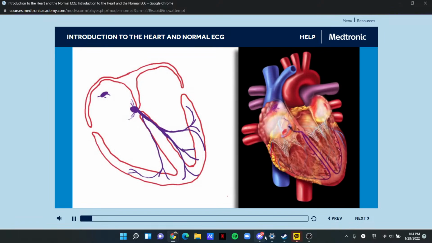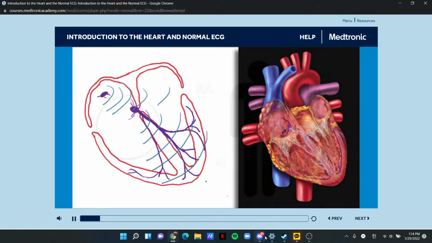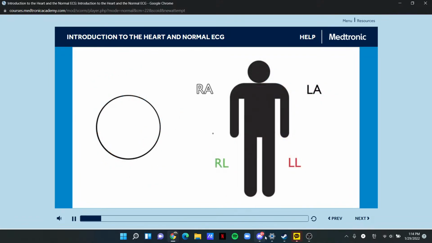As you can see from this animation, during a normal rhythm, the electrical signal starts in the high right atrium and travels down into the patient's left. The electrical signal then spreads through the His-Purkinje system, also resulting in movement of the electrical signal down into the patient's left.